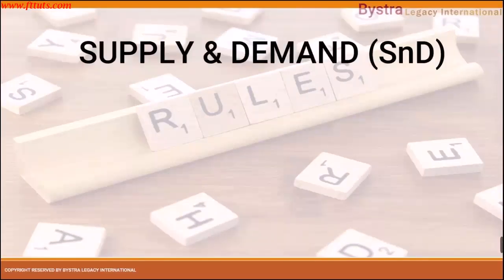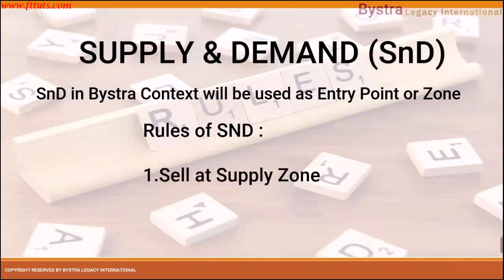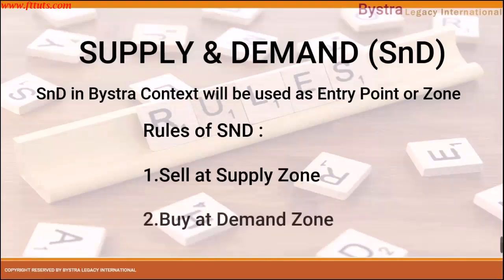So supply and demand, it is actually very simple. We will use supply and demand in the Bystra context as an entry point, or where we will mark our zone. The rules of supply and demand are very simple and easy. First, we have to only sell at the supply zone and buy at the demand zone. Do not go and buy at the supply zone or sell at the demand zone. This is against the nature of supply and demand. So remember this, guys, very important.